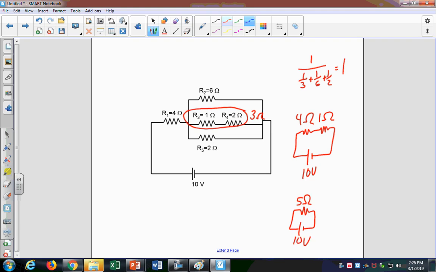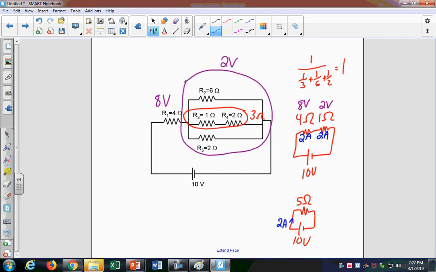Now I begin stepping back. So I have 2 amps going through this circuit. I have 2 amps here and 2 amps here. That means I have 8 volts and 2 volts. V equals IR. 2 times 4 is 8. 2 times 1 is 2. This 4 ohm resistor is the same, so that's 8 volts. And I know that across this whole parallel section, I have 2 volts of potential.